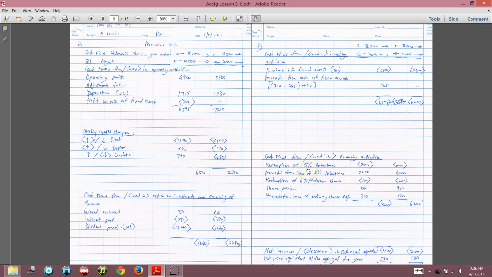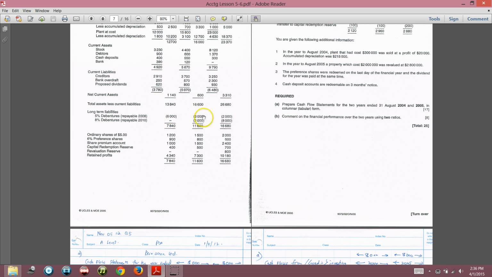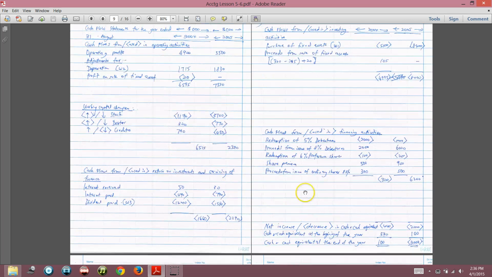Okay, that we have 5% debentures repayable 2008. So you see the debentures, 5% debentures, it reduce, and then this one reduce. That means what? We pay back the debenture holder their money, okay? And we redeem back the debenture certificate. We take back the debenture certificate and give them back the money. Okay, so that means this one we will put it redemption of 5% debentures.